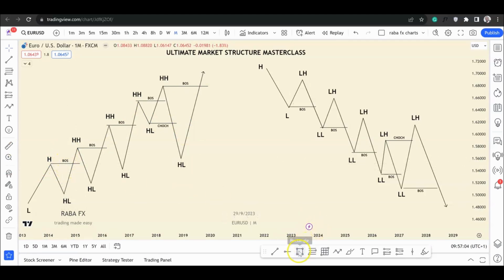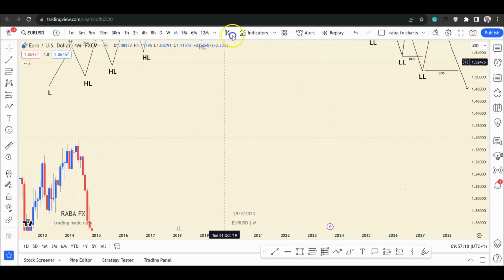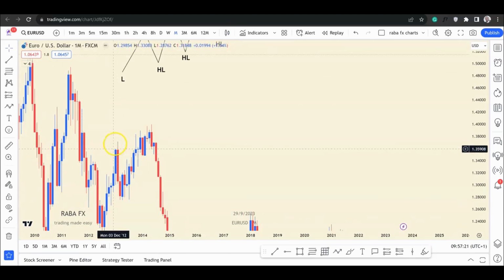What constitutes a BOS is when there's a body close above this structure swing point here. Not a wick taking it. If a wick grabs it and returns back in, that is not a break. Take note of that. For example, if you look at this, the wick did not break this high. Instead, this body here, this candle with the body close, is the break. This is what I mean by break in market structure.